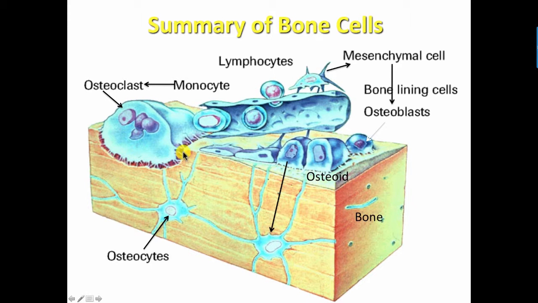Once that Howship's lacuna has formed, enough bone has been dissolved, the osteoclast will move on somewhere else, and this Howship's lacuna will then be filled in with lamellar bone formed by the osteoblasts. It's through the combined action of osteoclasts dissolving bone and osteoblasts synthesizing new bone that bone is constantly remodeled throughout life.